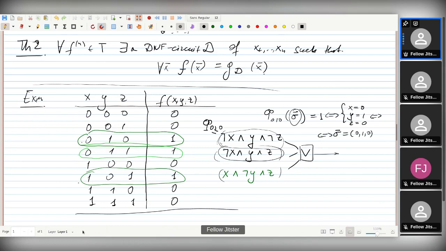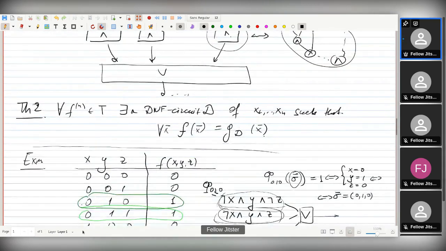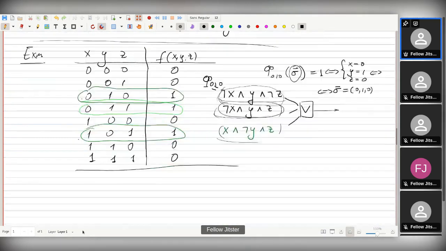Or equivalently, either this conjunction gives us 1, or this one, or this one. This is the main idea, and in fact, it provides us with an algorithm to construct a DNF given a truth table. Do we need a formal proof? Okay, let us give one.